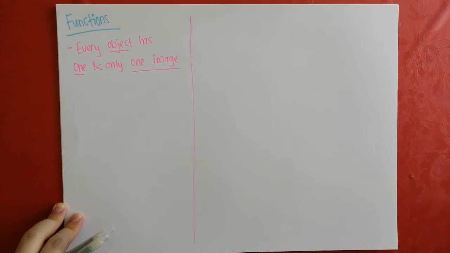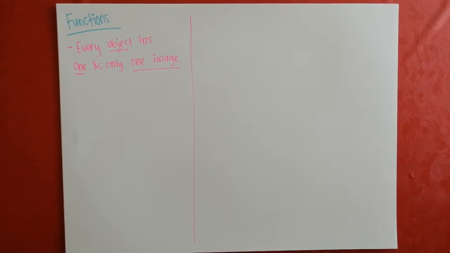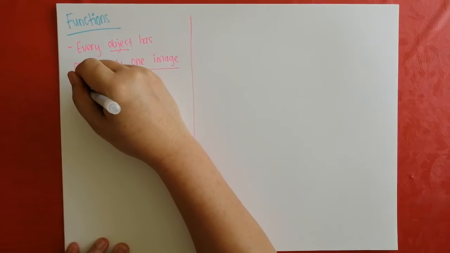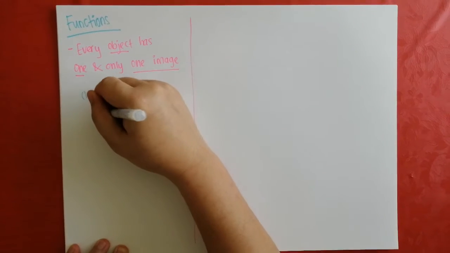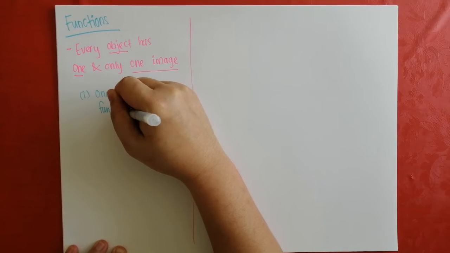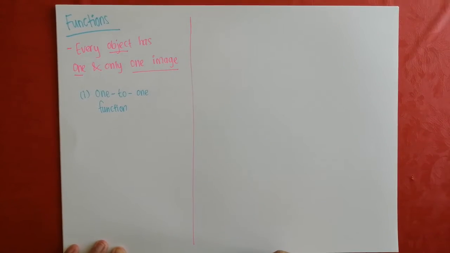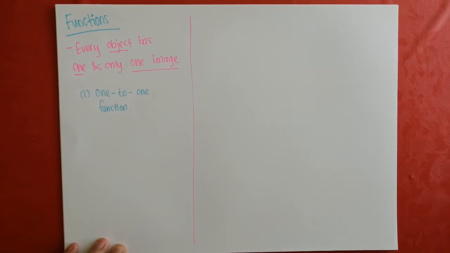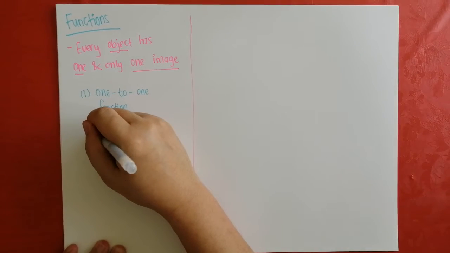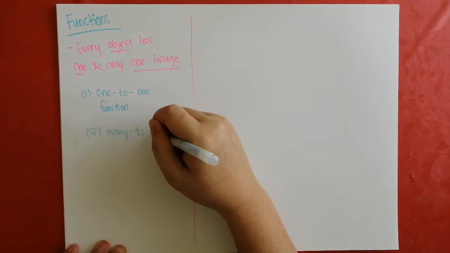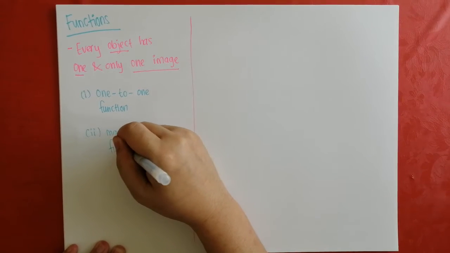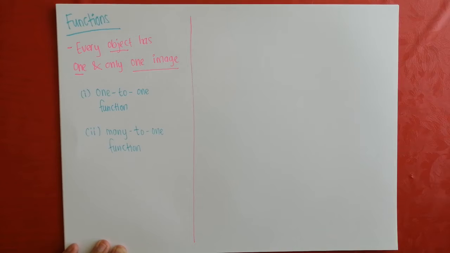We have two types of function. Type number one is a one-to-one function, where you have one object, one image, and no two objects are mapped onto the same image. The second type is a many to one function. What is a many to one function? It is where the objects are mapped onto the same image. More than one object maps onto the same image.